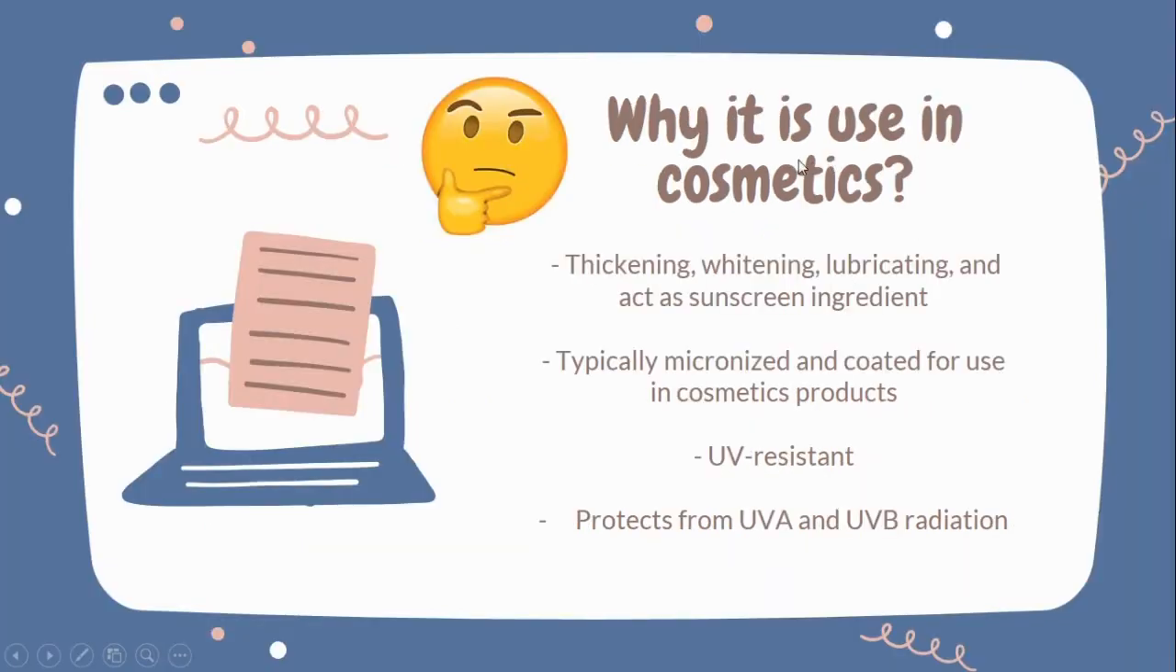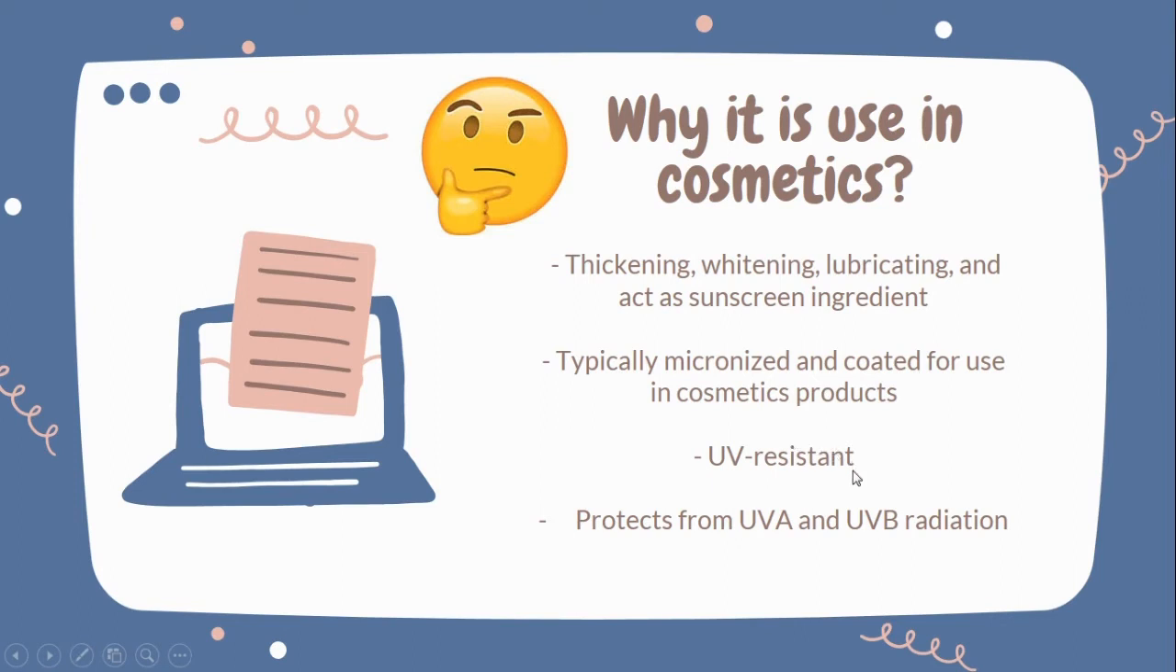Okay, why titanium oxide is used in cosmetic is it can thickening, whitening, lubricating, and act as sunscreen ingredient. The next one is it typically micronized and coated for use in cosmetic product. Micronizing make heavy filling ingredient easier to spread on skin. For coating process, it can improve application, enhance sun protection to prevent titanium oxide from interacting with other ingredients in presence of sunlight.